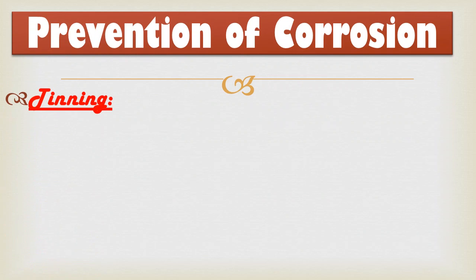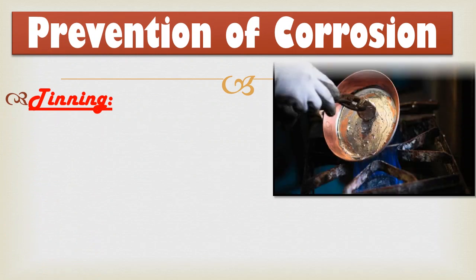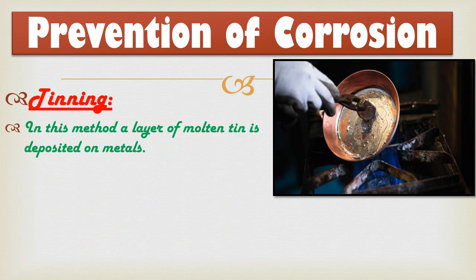Okay, now the next method is the tinning method. In this method, a layer of molten tin is deposited on the metal surface, and we call this kalai. This is an example we can see in our daily life, that kalai has been applied on the surface of vessels.